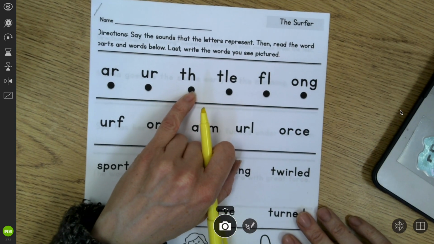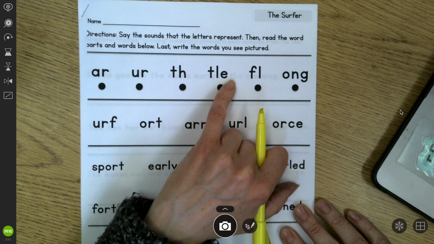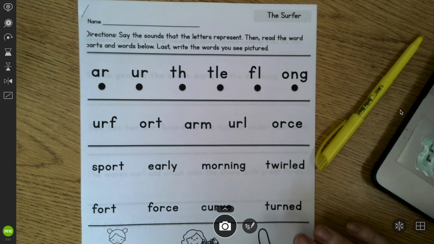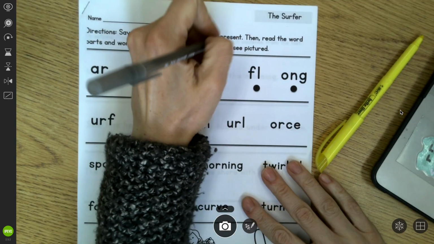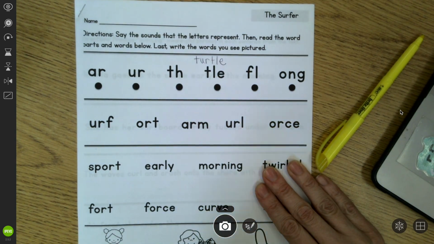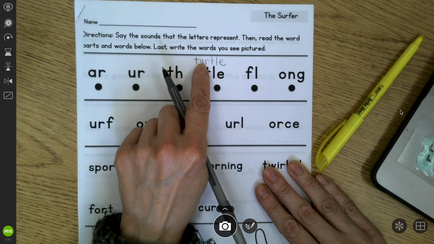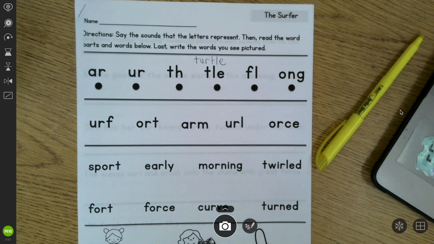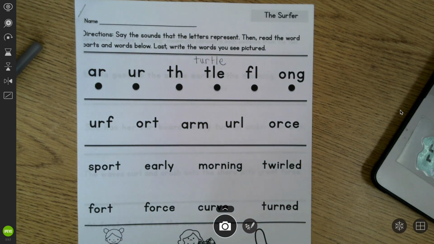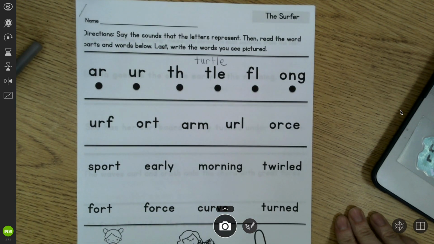T-H. What does that make? You know it. Ooh. T-L-E. So T-L-E comes at the end of words like this. This makes a tull sound. Turtle. Okay? Or little. Brittle. Okay? F-L. Full.